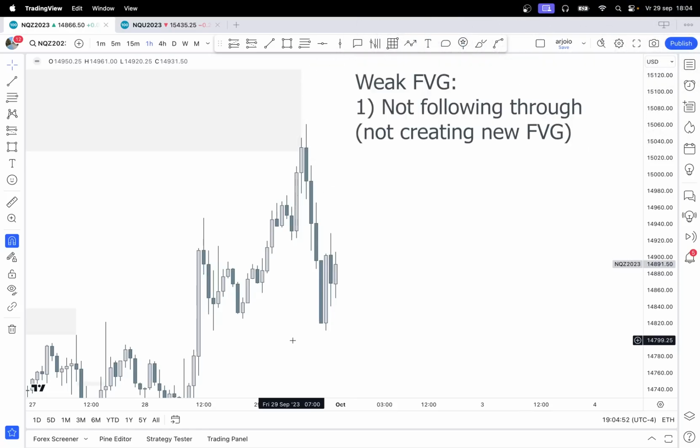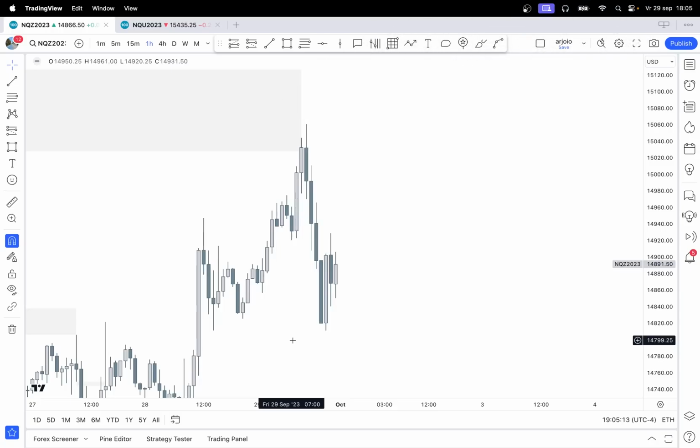Then we have weak fair value gaps. Weak fair value gaps are fair value gaps where price doesn't follow through, where price trades into a fair value gap 2 times, 3 times, etc. And is not in context of the time frames above it. That is when it's lower probability. So those strong and weak fair value gaps, they are telling you a story. And that story, that is your draw on liquidity. And that is your entry.